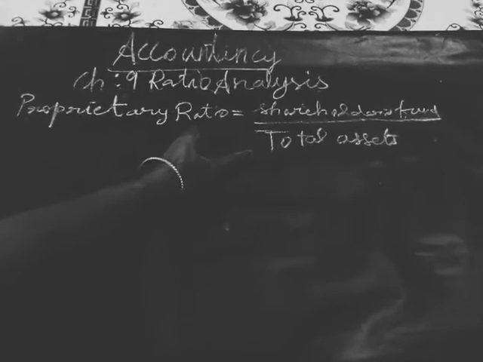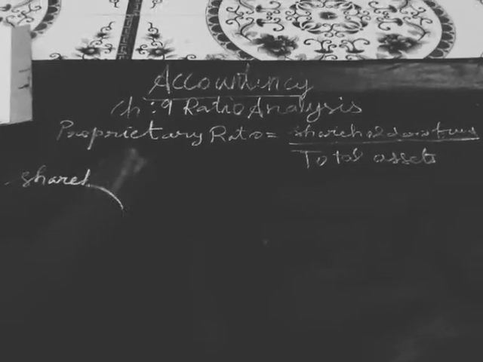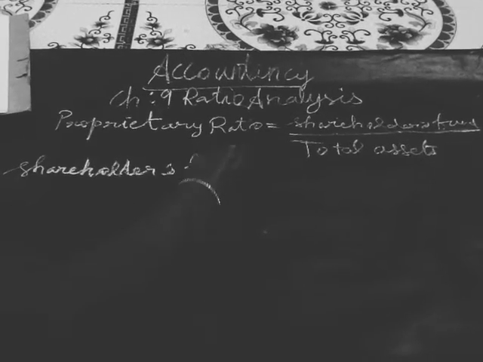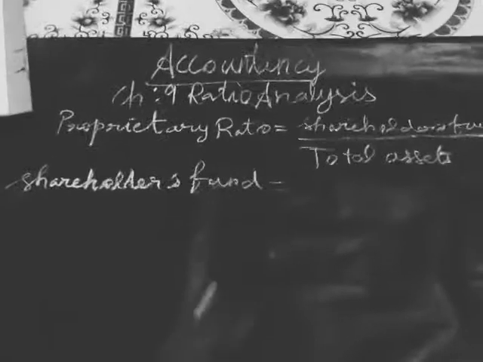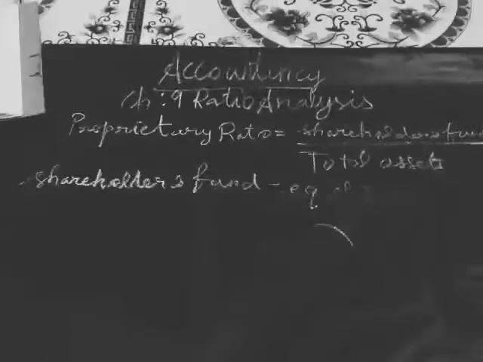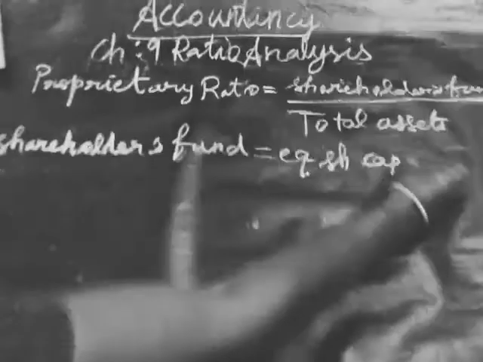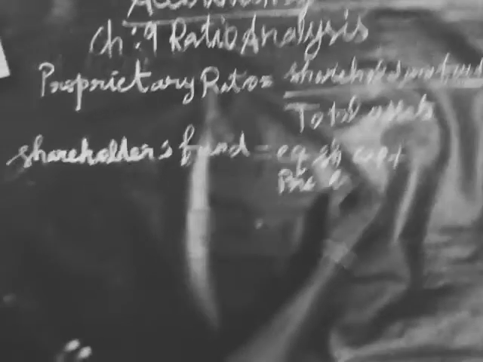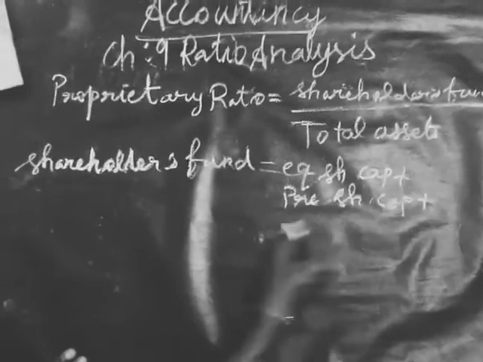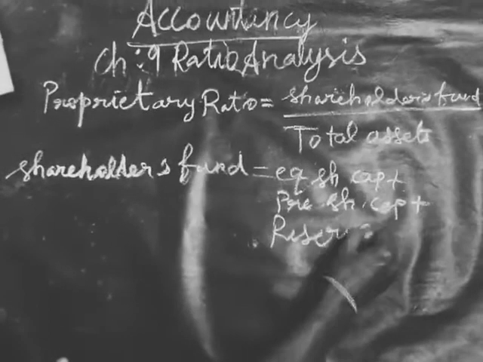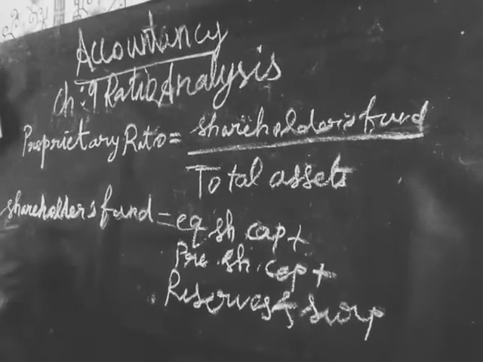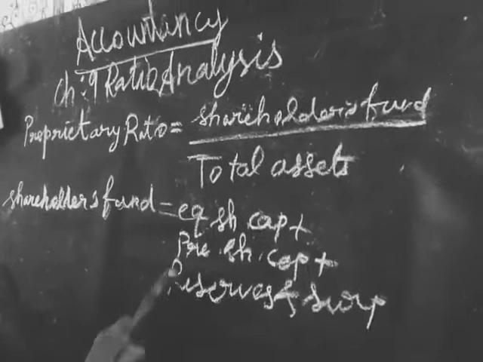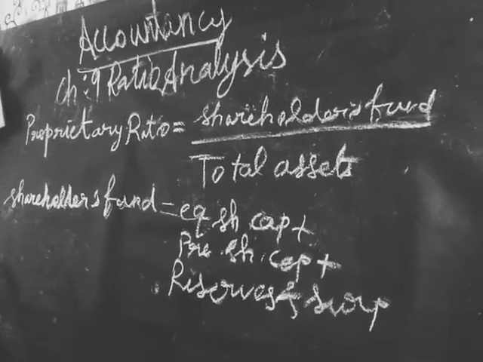So, what are the items added to calculate the shareholders fund? Shareholders and proprietors are all the same. So, shareholders fund includes equity share capital, plus preference share capital, plus reserves and surplus.